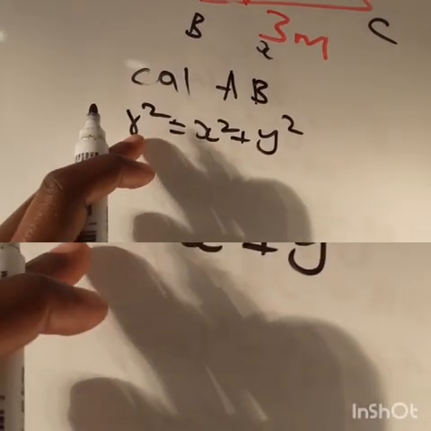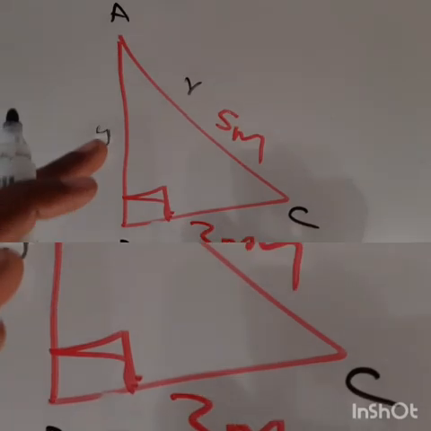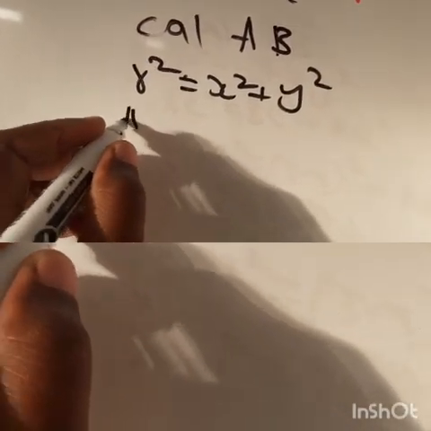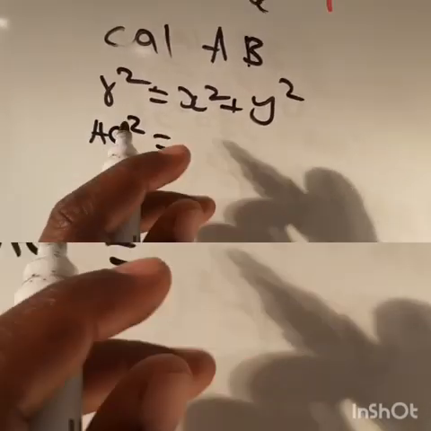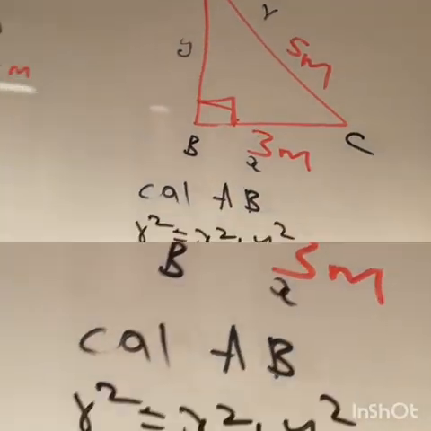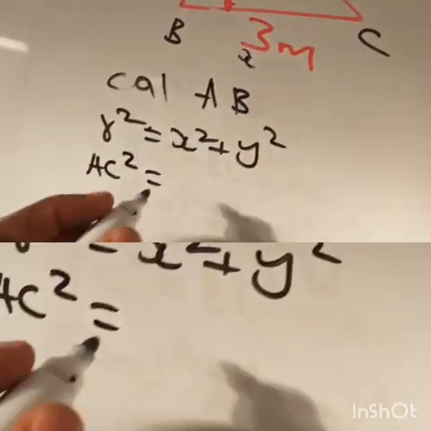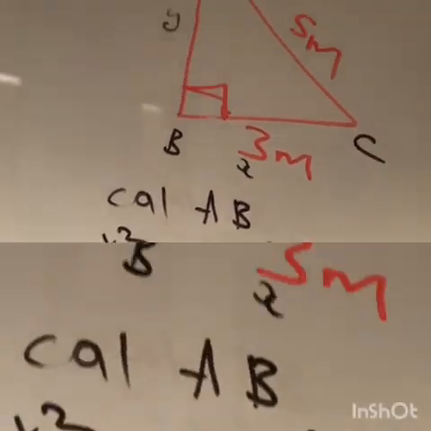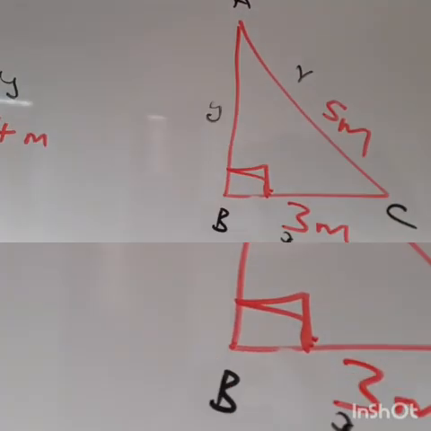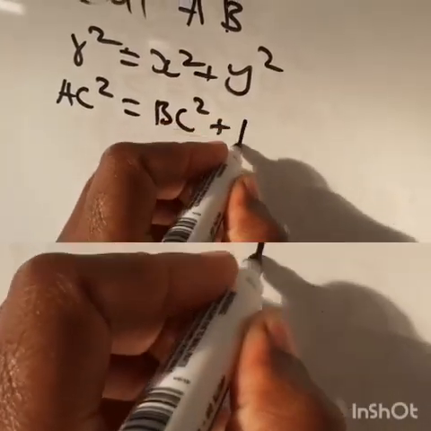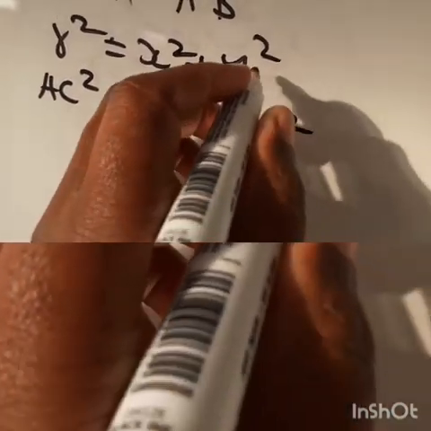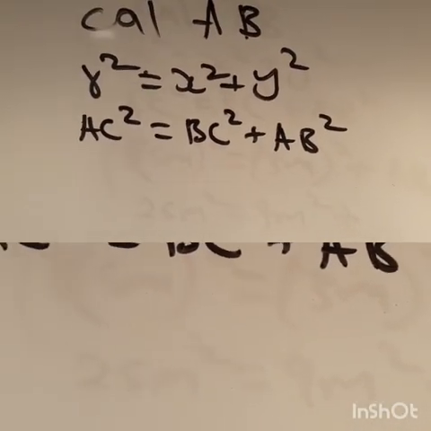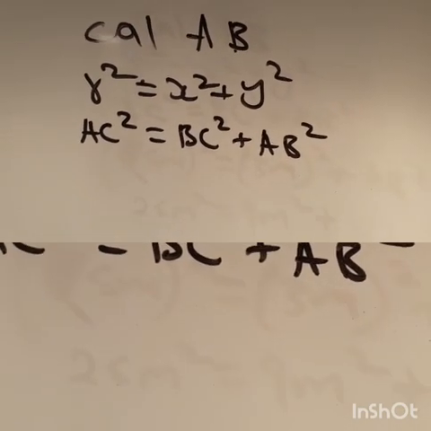Now we check our r. Our r is the line that starts from A to C. Therefore, instead of writing r there, I'll be writing AC squared. Our x is a line that starts from B to C. Therefore, instead of x, I'm going to write BC squared. Our y is a line that starts from A to B, so I'm going to write AB instead of the y there. Therefore, this becomes my new formula: AC squared equals BC squared plus AB squared.